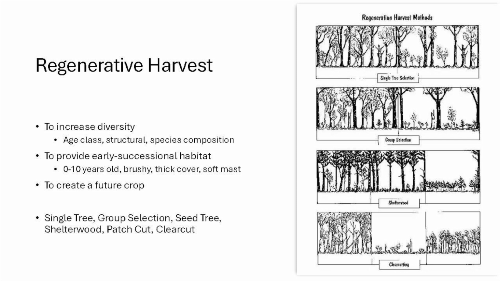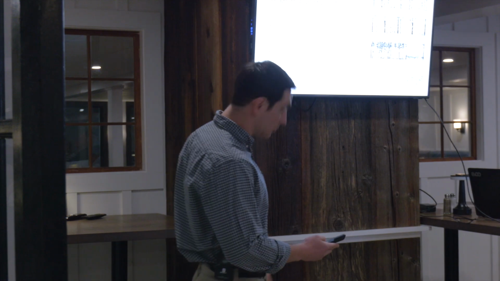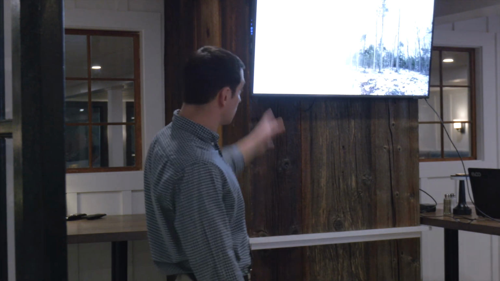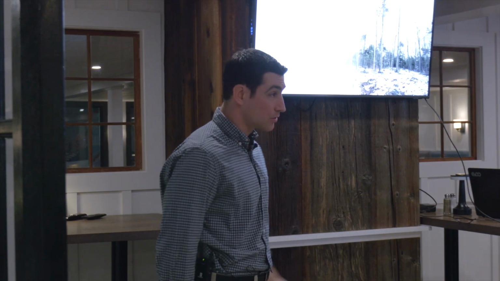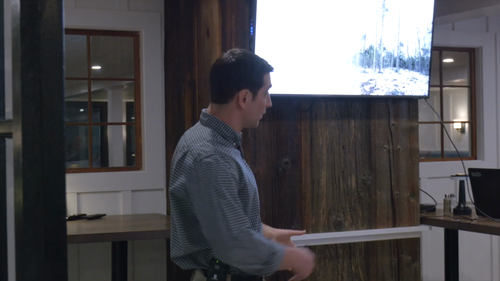So there's a couple different categories for regenerative harvest. You can do it via single tree, but rather than list them all, we'll just go over them. So a single tree selection can look pretty similar to a thinning or a crop tree release, but instead of being as concerned about our future crop, we're more trying to recruit some regeneration in the understory and make some small openings to promote those individual species.